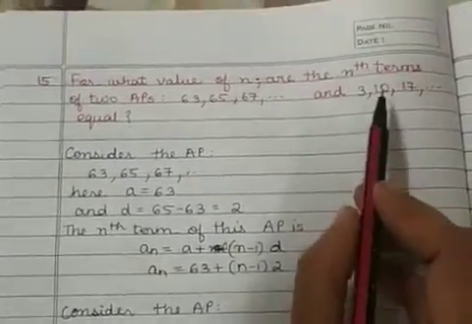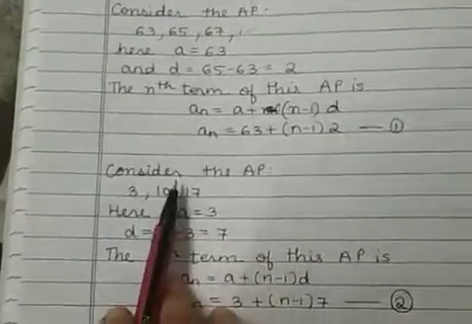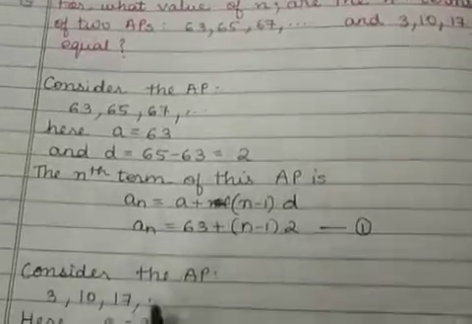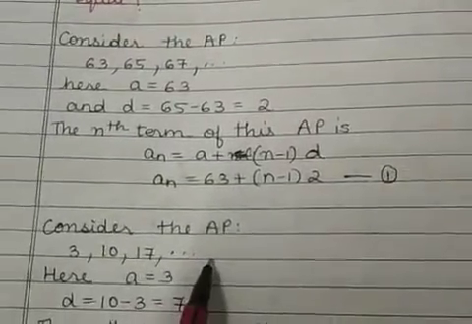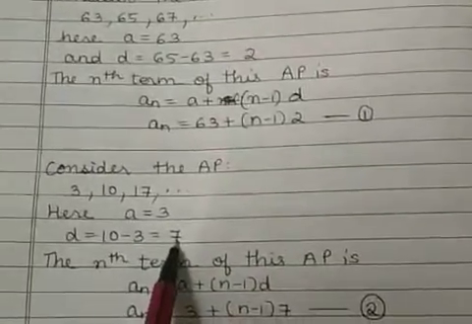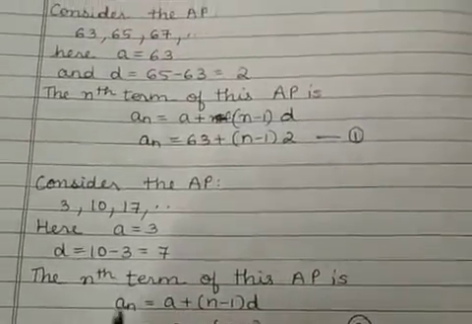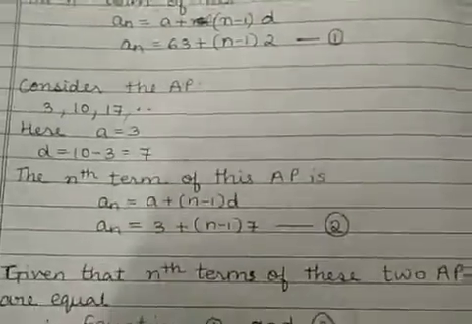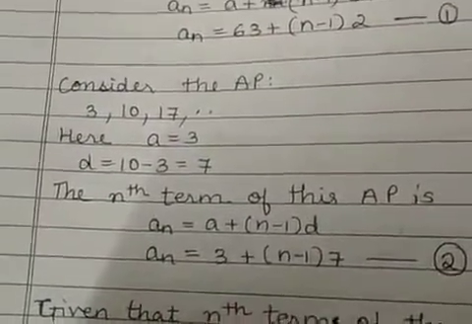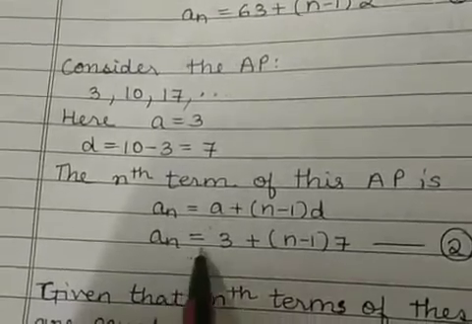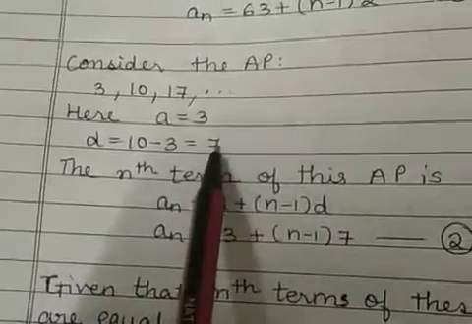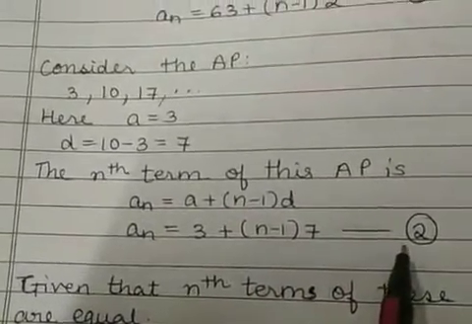Let us take the second AP. Consider the AP 3, 10, 17 and so on. Here a is 3 and d is 7. So what is the formula for the nth term of this AP? Same. It is an is equal to a plus (n minus 1)d. Therefore an is equal to 3 plus (n minus 1) times 7. So number this equation as 2.